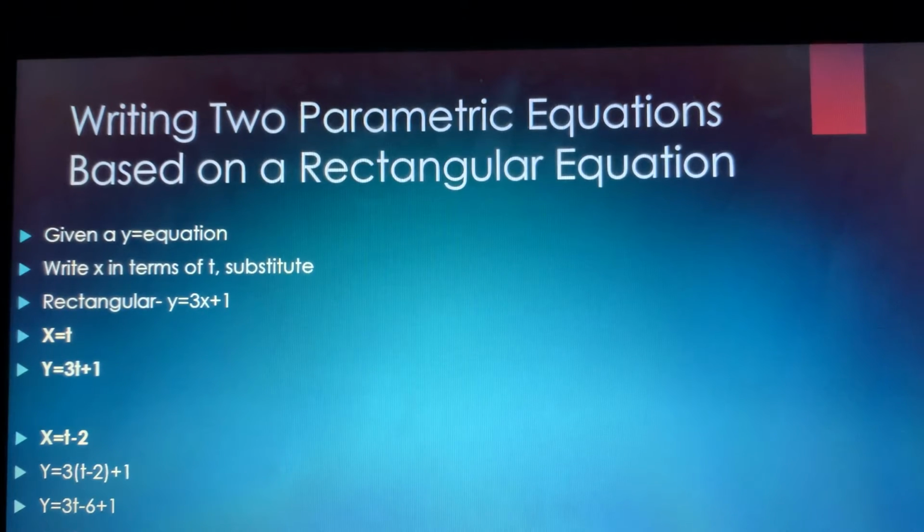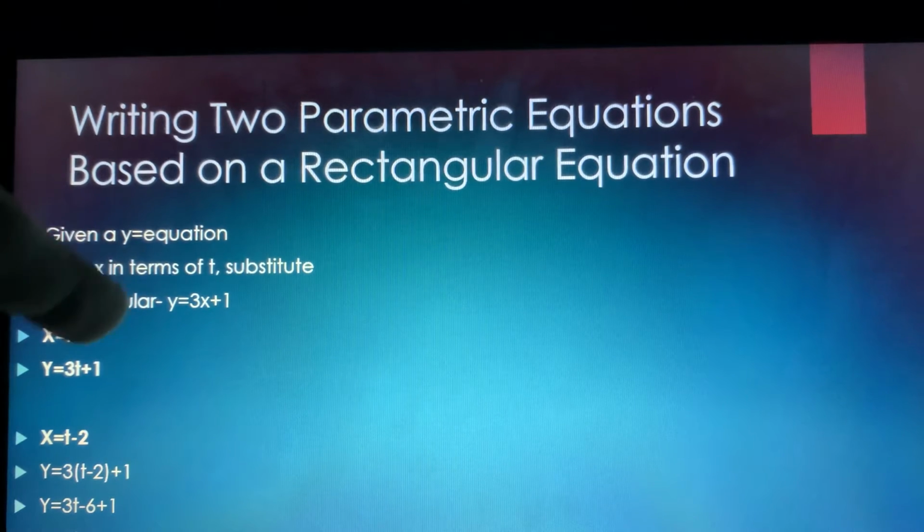Now, we were just given two parametric equations, and based on that we had to get a rectangular equation. Now we're doing it the other way. We're going to be given a rectangular or final equation and have to get the parametric equations. So what we have to do is, given y equals something in a rectangular equation, we have to write x and y in terms of t. So first, you just write x in terms of t, then you substitute. For example, if we get the rectangular equation y equals 3x plus 1, we can set x in terms of t, we'll just set x equal to t.